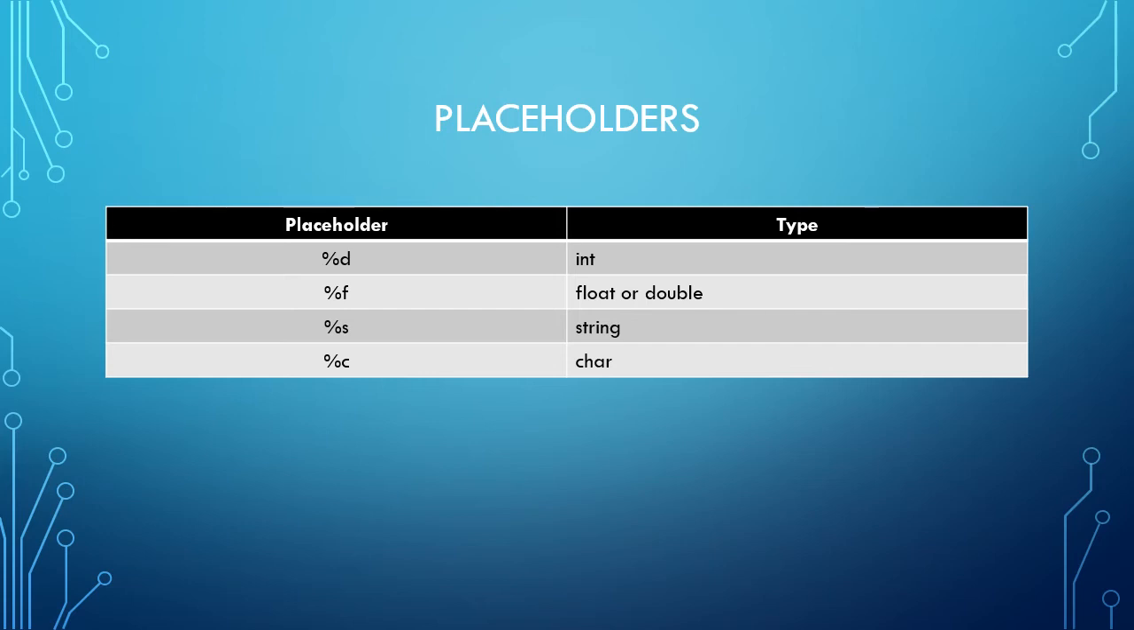So when you want to print a variable, you add into the format string one of these placeholders that says what I'm going to print. %d means I want to print an int. %f says I want to print a float or a double. %s says I want to print a string. And %c says I want to print a char variable. And remember, that's a single character.